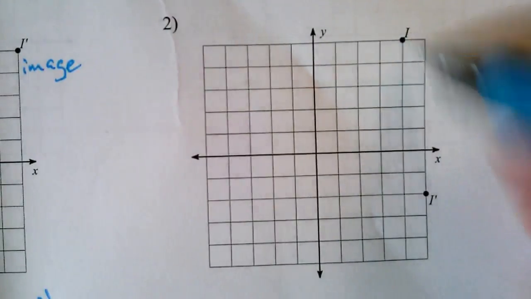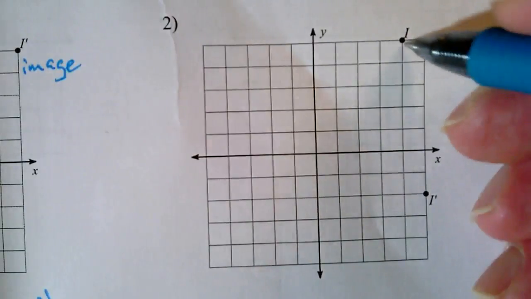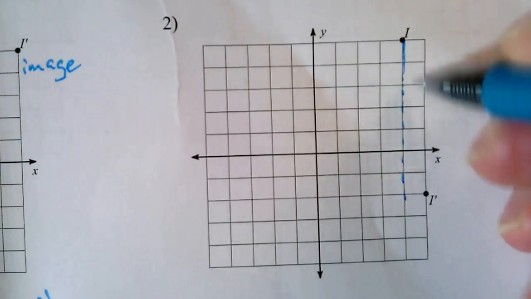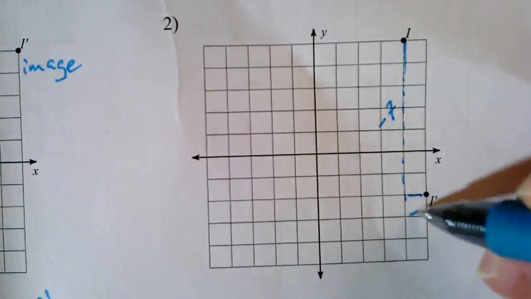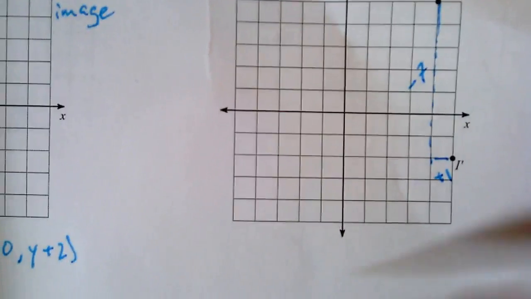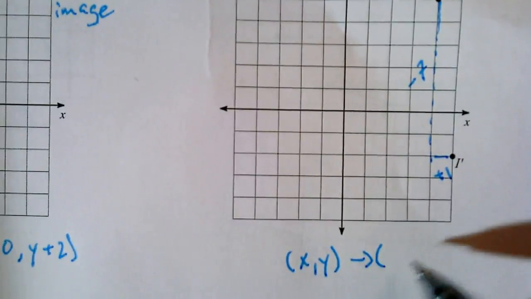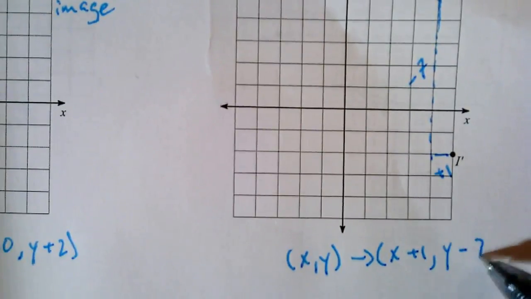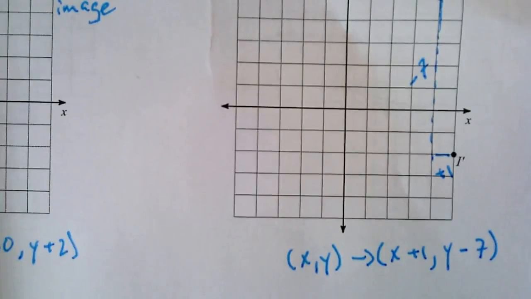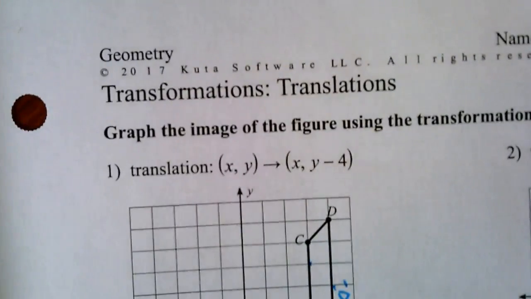Okay. Let's take a look at another one here. Here, we move from I to I prime, so that's pre-image to image, and we move down, let's see, 1, 2, 3, 4, 5, 6, 7 spaces, and we move forward 1. So that is taking each coordinate in the point, and the x-coordinate, we add 1, and the y-coordinate, we subtracted 7, down 7, forward 1, down 7.